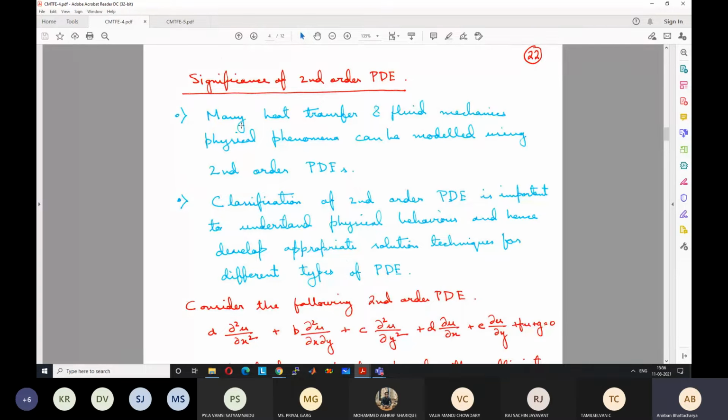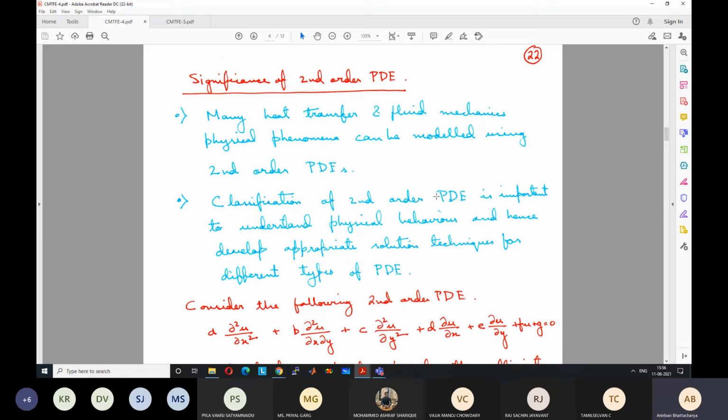So what we have seen is that many of the natural phenomena related to heat transfer and fluid mechanics can be modeled using second order PDEs. So we saw that in nature fluid flow is occurring. We found the best way to describe the phenomena, what captures it most accurately, with all the variations. We found that it is a second order PDE, which we call the Navier-Stokes equation. Similarly, the heat conduction equation.